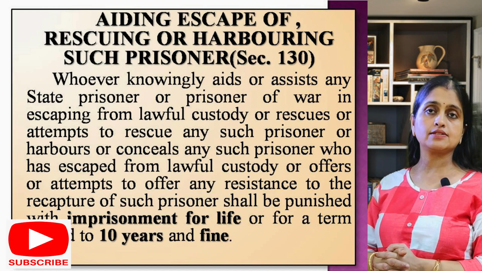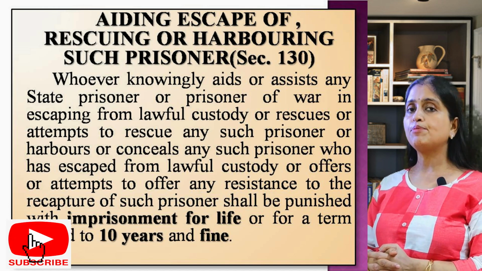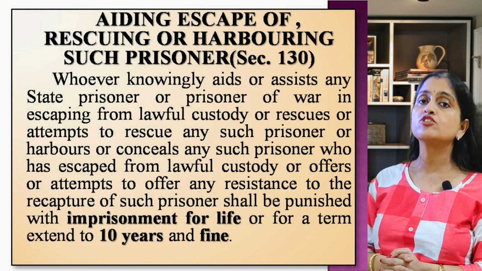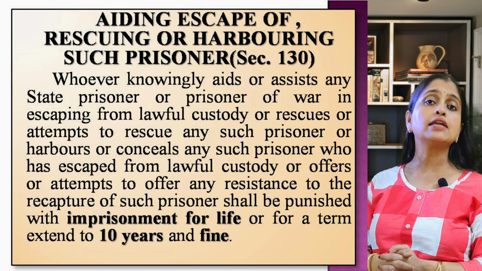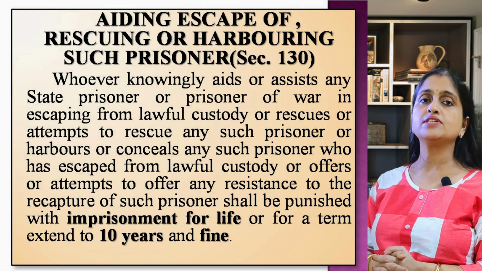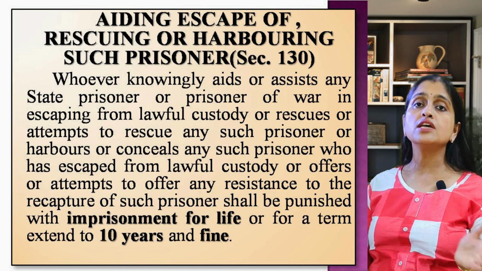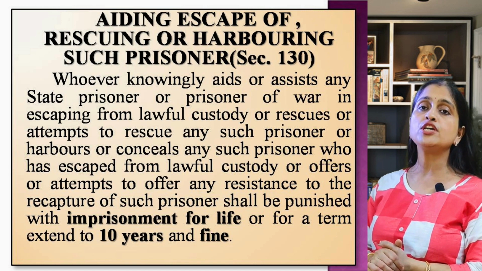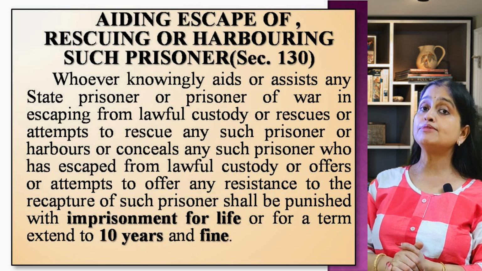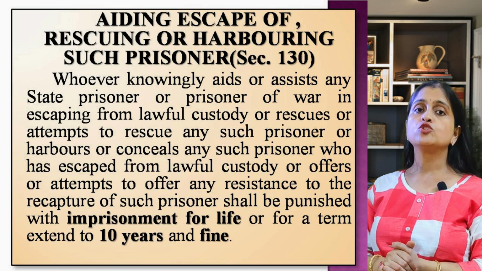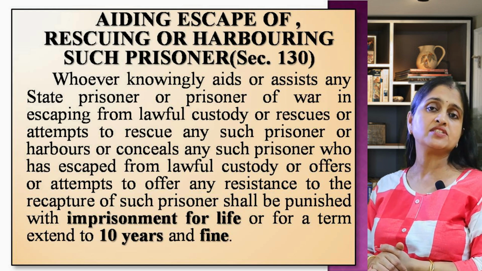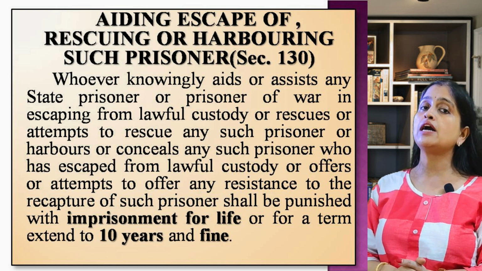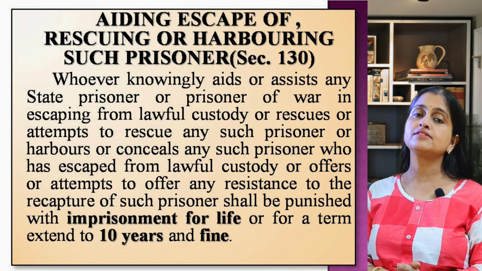Section 130 says aiding escape of, rescuing or harbouring such prisoner. Whoever knowingly aids or assists any state prisoner or prisoner of war in escaping from lawful custody or rescues or attempts to rescue any such prisoner or harbors or conceals any such prisoner who has escaped from lawful custody or offers or attempts to offer any resistance to the recapture of such prisoner shall be punished with imprisonment for life or for a term which may extend to 10 years and fine.